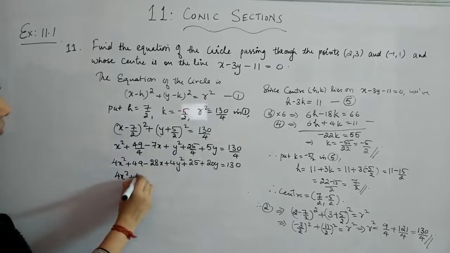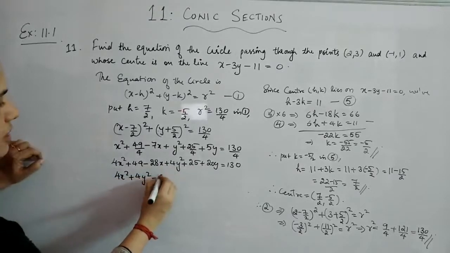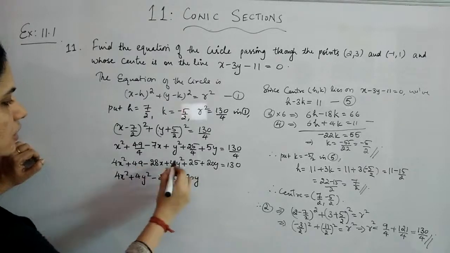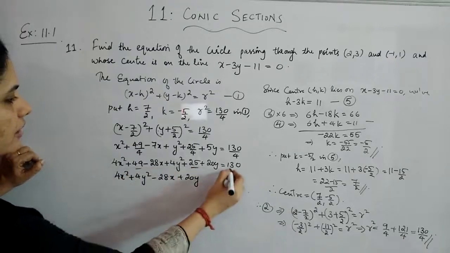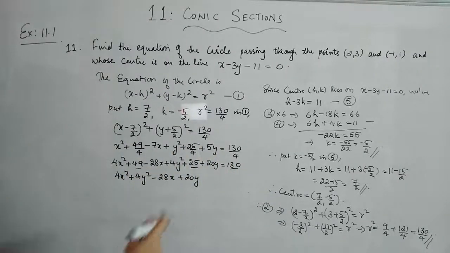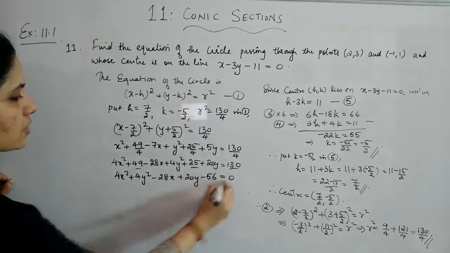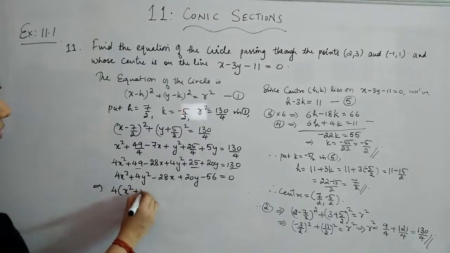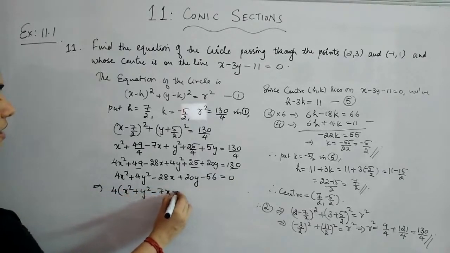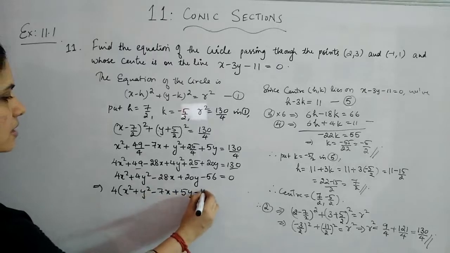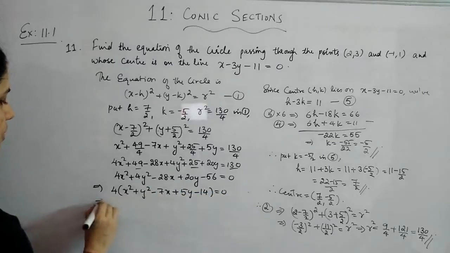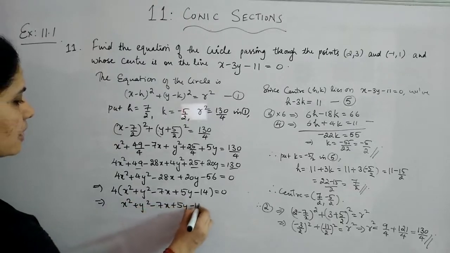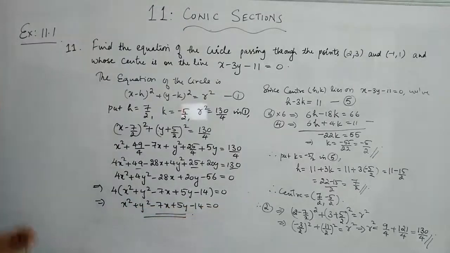4x square plus 4y square minus 28x plus 20y, and all these things, that is 49 plus 25, and this will come here as minus 130 will give you minus 56 equal to 0. Now here you can take out 4, so that this becomes x square plus y square minus 7x plus 5y minus 14 equal to 0, or x square plus y square minus 7x plus 5y minus 14 equal to 0 will be the equation.